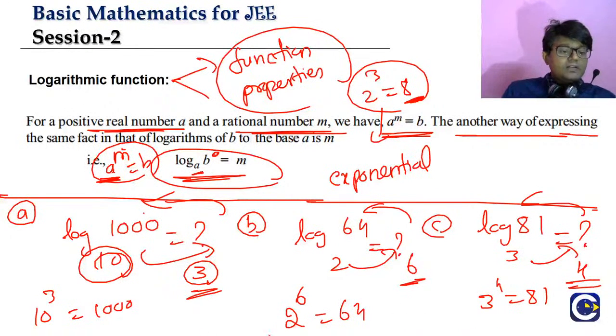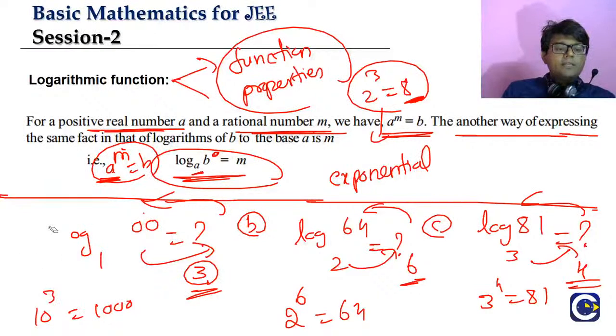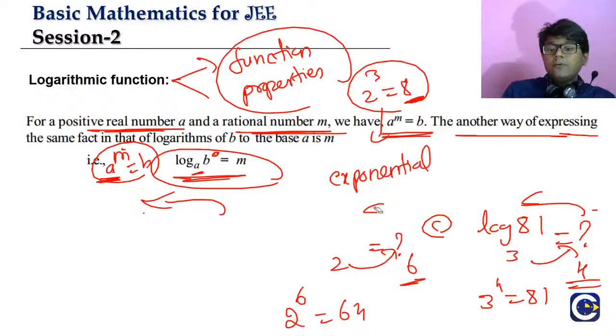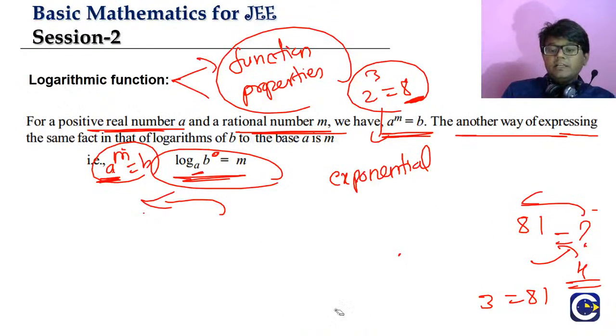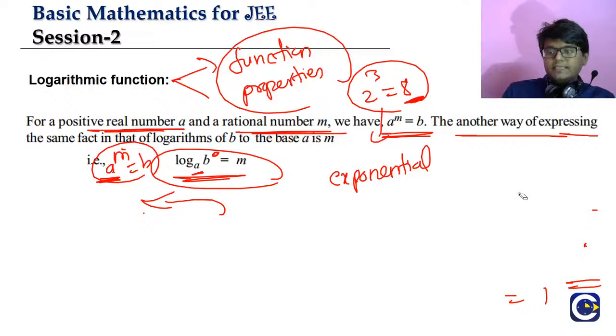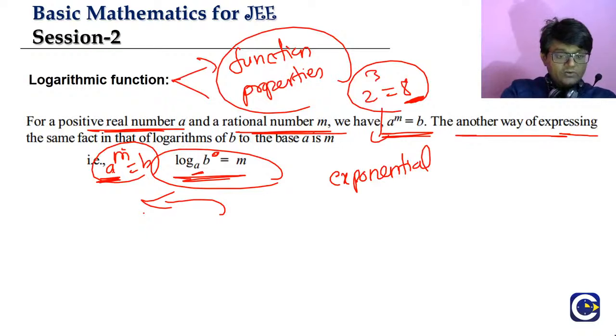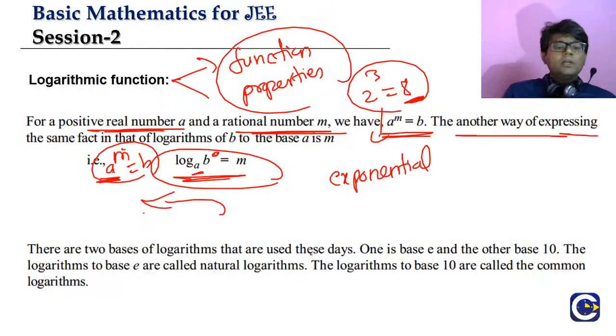Is it clear? So how are we getting these logarithmic values? We will be able to get the logarithmic values when we have some understanding of the exponential relation, isn't it? Because this is nothing but a different way of representation. Same information we are trying to represent in a different manner. That is it. Okay. Now the logarithms that we use, base can be anything.